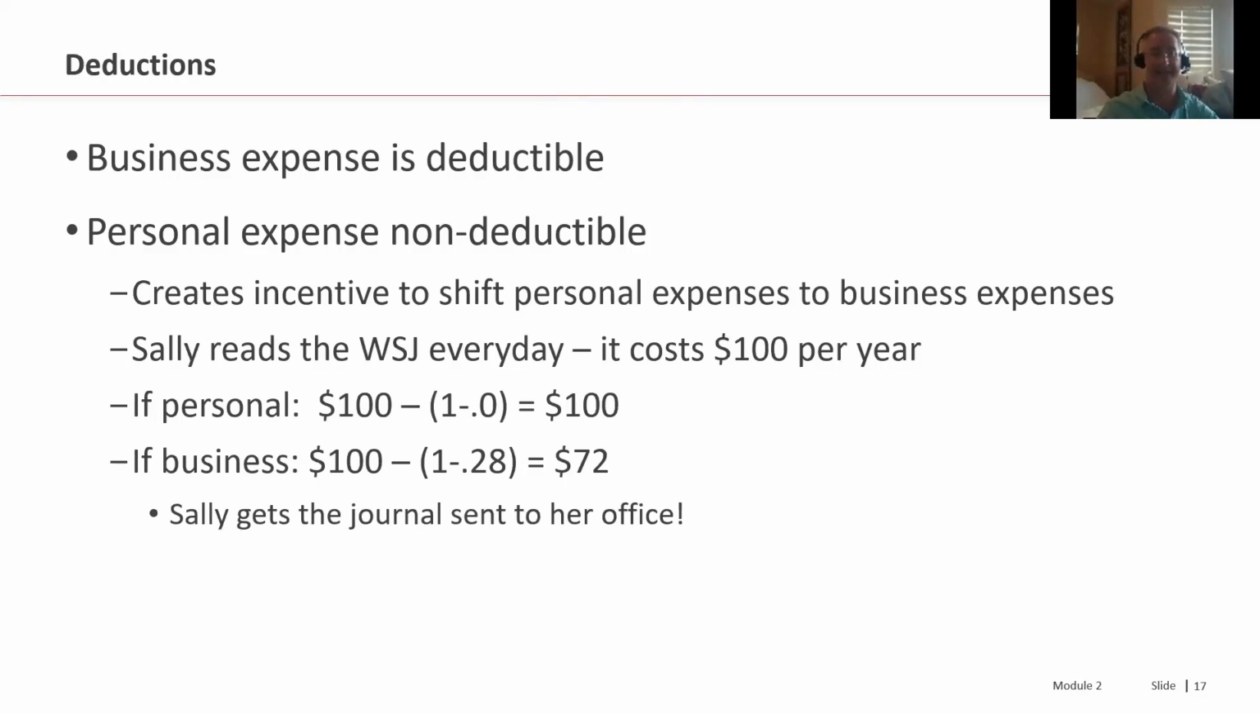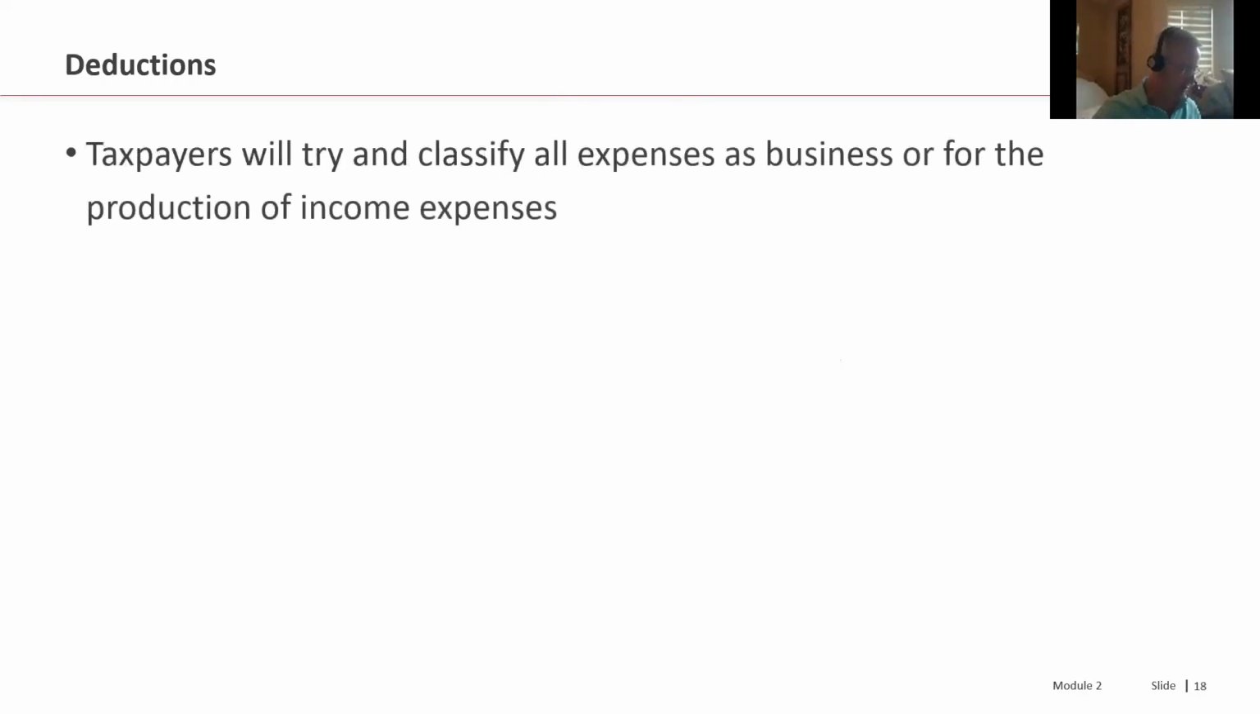So what that means is Sally's going to get the Journal sent to her office, right? And as a result, she'll try to classify expenses as business or for the production of income. To the extent I can classify expenses as business expenses, I'm going to try to do so because the after-tax cost is likely to be lower.